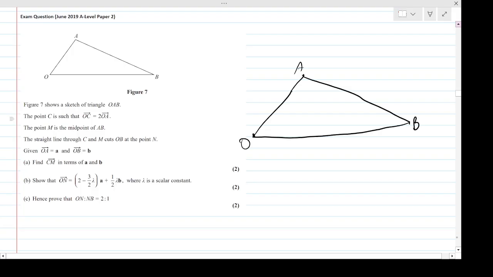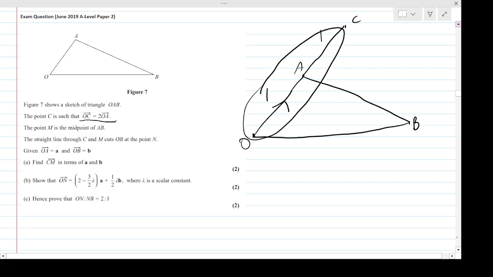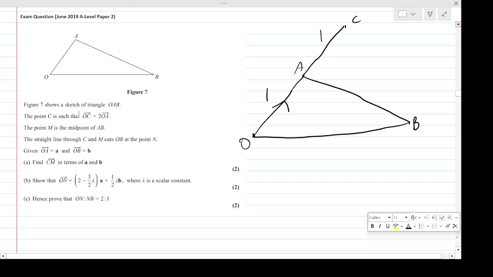We're told firstly that the point C is such that O to C is 2 lots of OA. So if OA is 1 part, then if we extend A to C here, that's going to be an extra part, because overall from O to C, that's 2 parts. So it's going to be double lots of O to A.